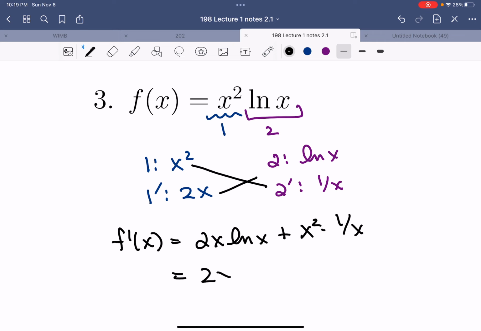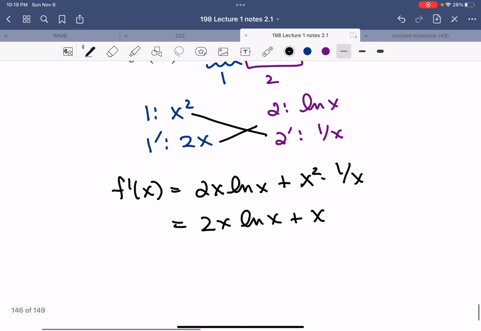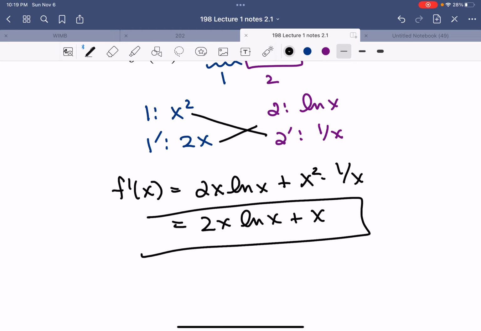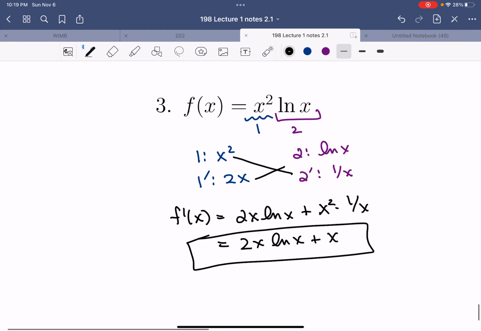And that's going to simplify. One of those will cancel top and bottom, so that's just x. Again, if you want to factor out the x, you can, but I'm going to leave mine just as it is. And there's problem number 3.